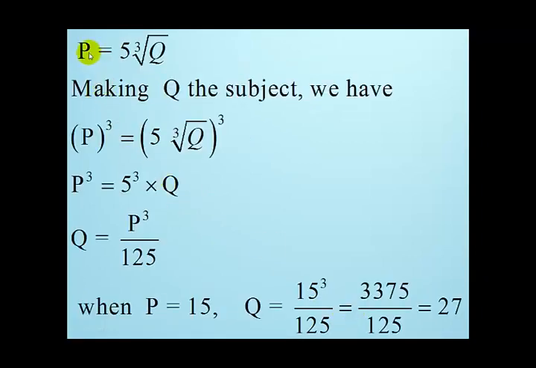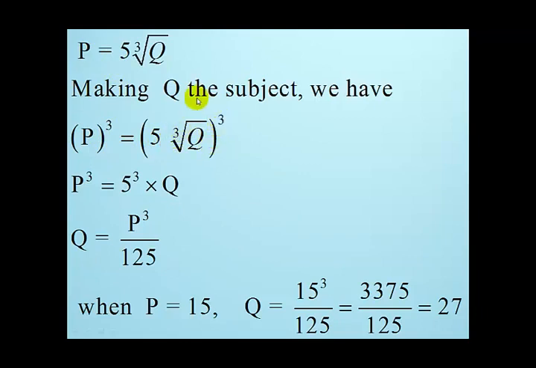Now from P equals 5 times the cube root of Q, we are asked to solve for Q when P is equal to 15. So from P is equal to 5 times the cube root of Q, we have to make Q the subject, since we are asked to solve for Q. So making Q the subject, we have to take the cube of both sides. That is, we have to raise the left hand side to the exponent 3, and we have to raise the right hand side also to the exponent 3.